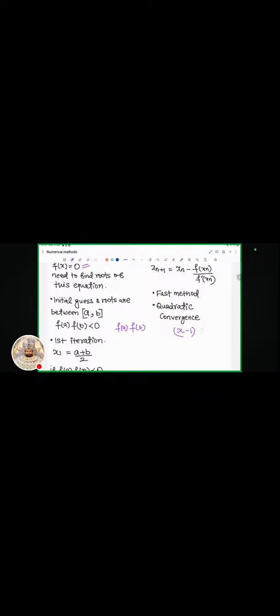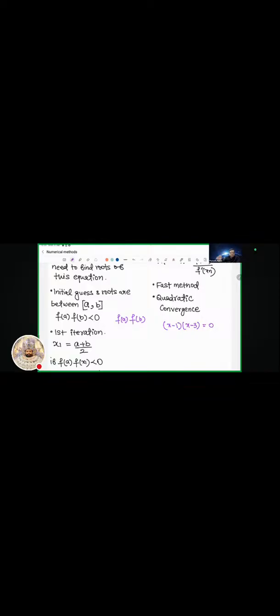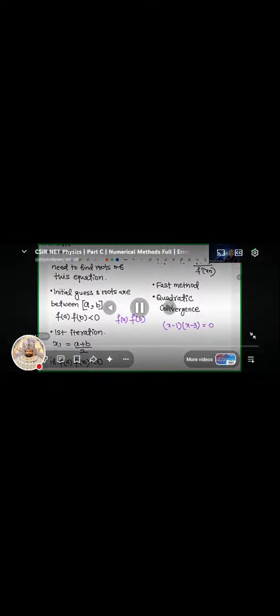Okay, let's complicate it more. Let's say (x minus 1)(x minus 3). What are the two roots of this? Very quickly. The chat box is open, you can type. 1 and 3, right? Okay, so let's say I'm trying to find the root 3. I don't know the exact method. I'm just trying to find the root 3. So I will say that my root is between 2.5 and 3.5. So my root is in between this.